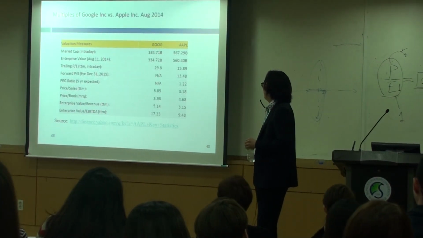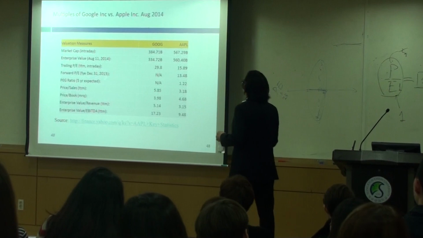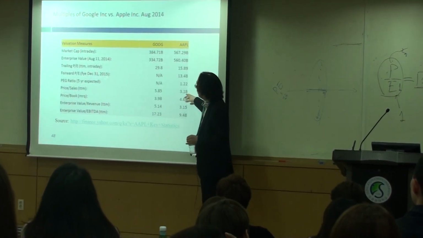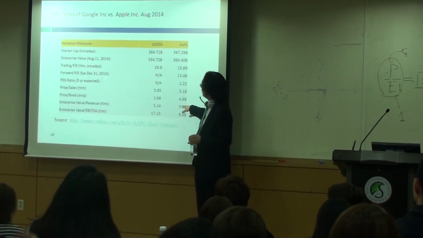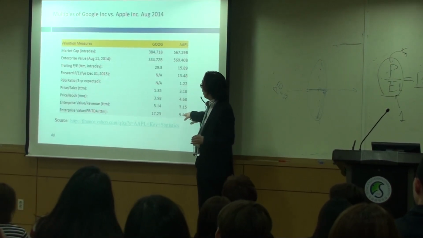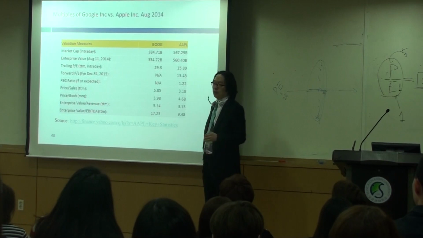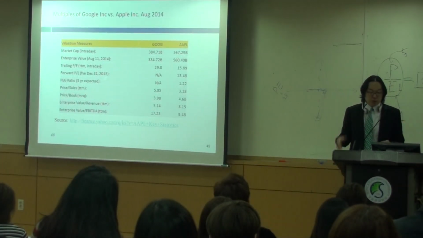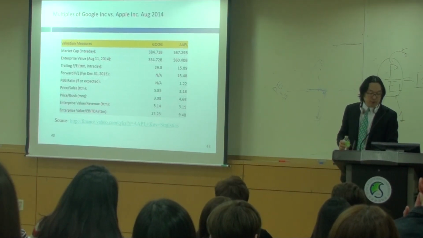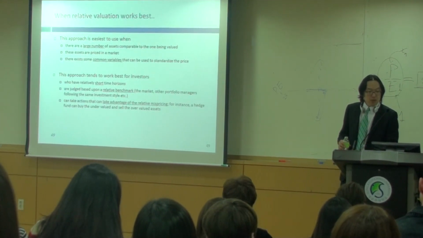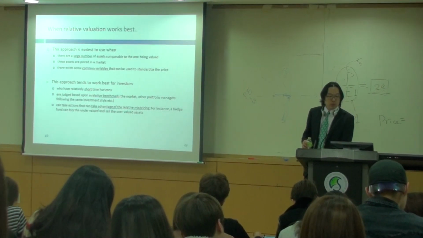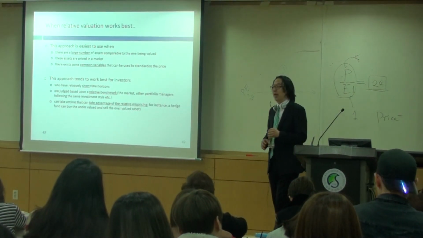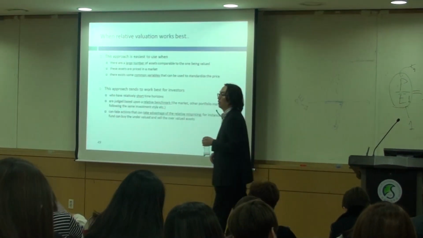They're surviving there. What kind of multiples do we see? PE, PEG ratio, and then price to sales, price to book, enterprise value to revenue, EV to EBITDA, right? All kinds of things. We're going to learn all these things after the midterm exam. Okay? When relative valuation works best: when there are a large number of comparable assets, comparable companies.